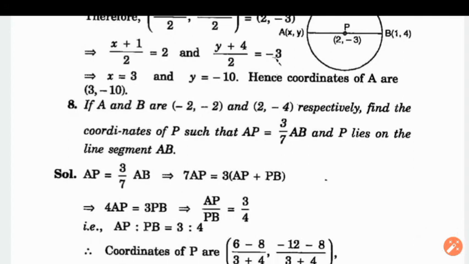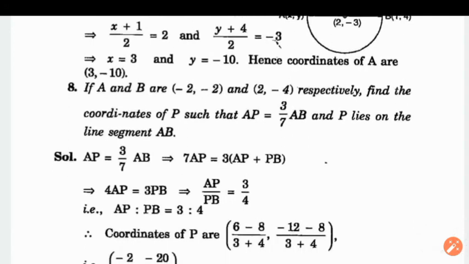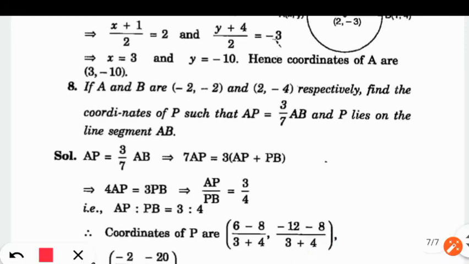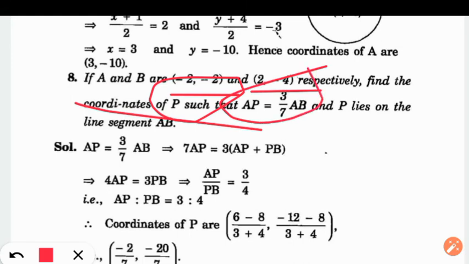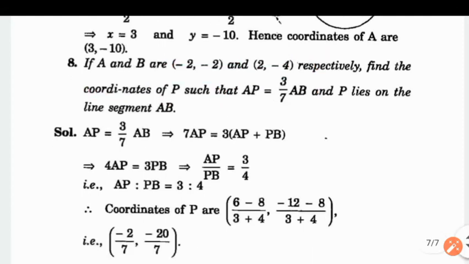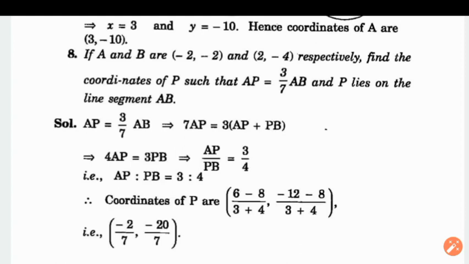Next question: if A and B are this and this respectively, find the coordinates of P such that AP is equal to 3 by 7th of AB and P lies on the line segment AB. So we have the two coordinates but we don't have the ratio at which P divides the line segment AB. With the help of the information that AP is equal to 3 by 7th of AB, we are going to find the ratio.